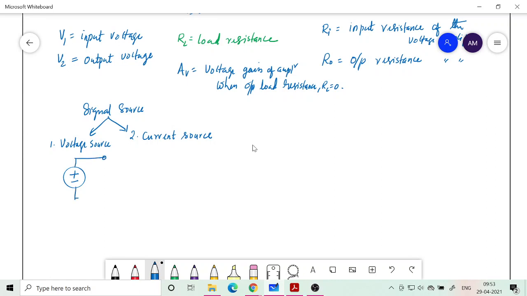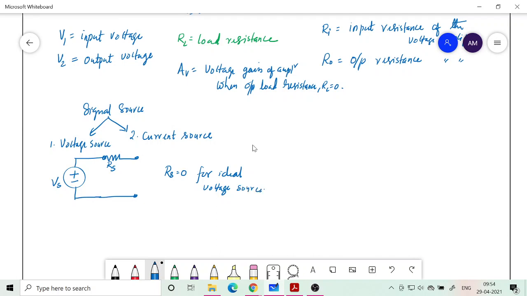Okay, and so a practical voltage source will always have a series resistance, which is RS, and Vs is the voltage that it generates. It could be a sine wave, or it could be a DC voltage, and it always comes with a series resistance. And an ideal voltage source is the one in which Rs is equal to 0. Probably you might have studied this in your network theory.